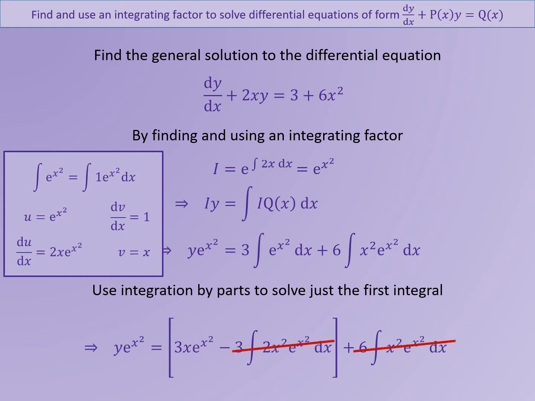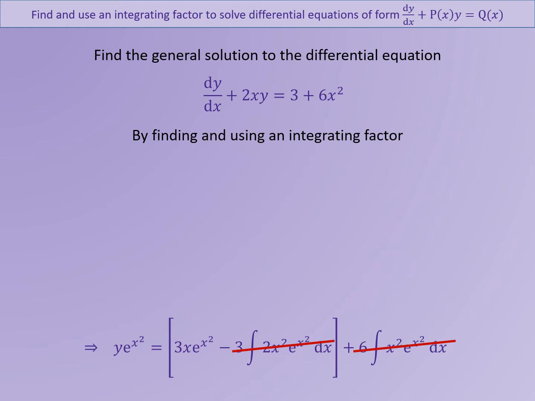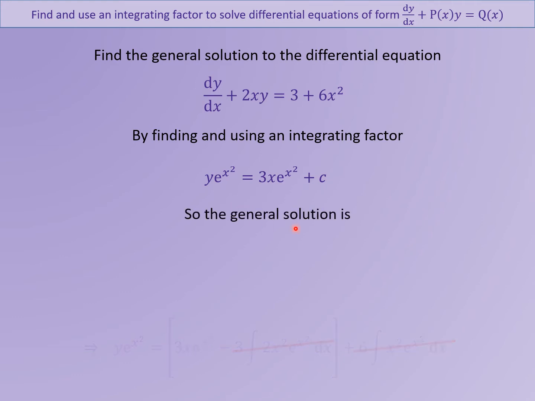So what happens then? These two are going to cancel out, and I've got the solution then of just this bit. So y e to the x squared is equal to 3x e to the x squared plus my constant of integration. Once I've got that part, if I needed to rearrange it and write it as y as the subject, I could. I could write the general solution there by dividing by e to the power x squared. Notice then I get c e to the minus x squared for that bit. And there we go, I've got my general solution.